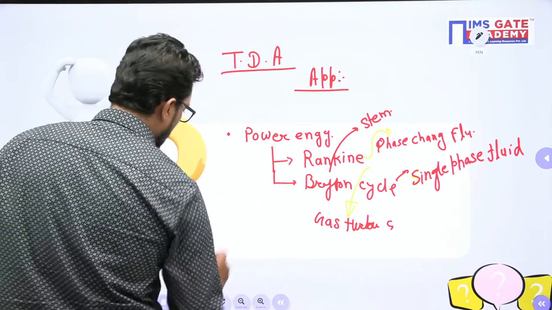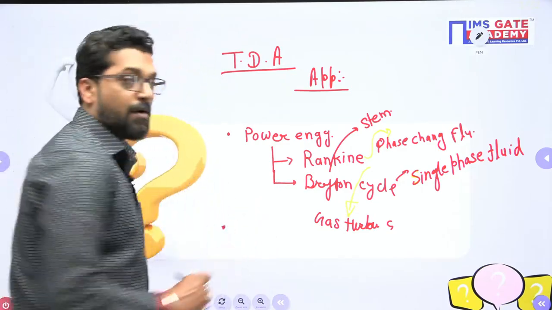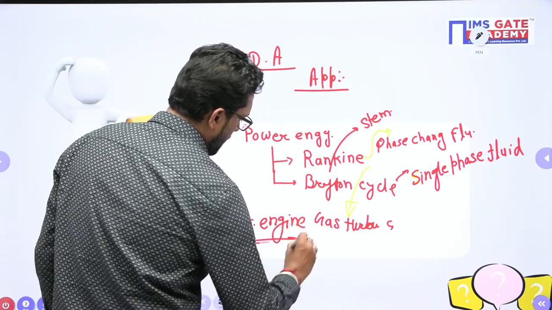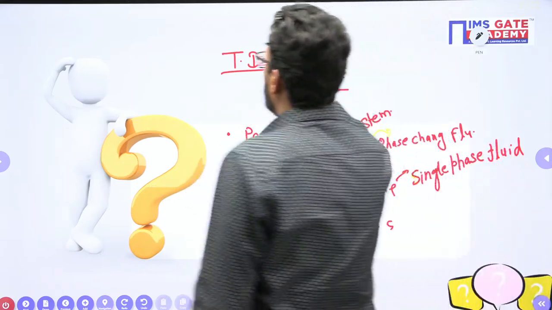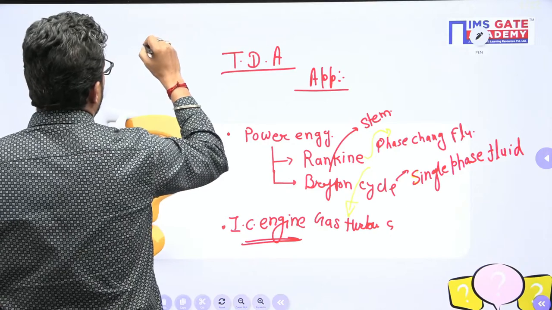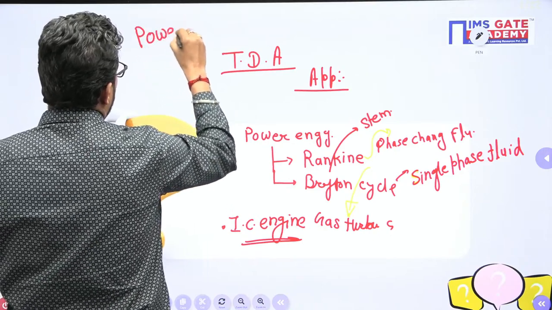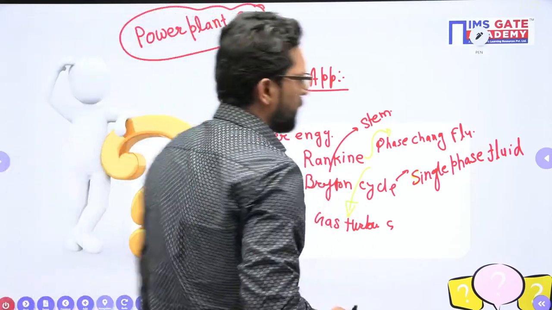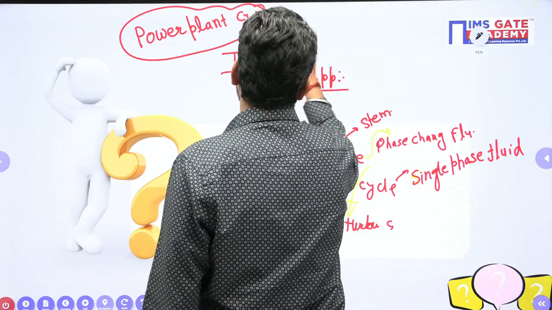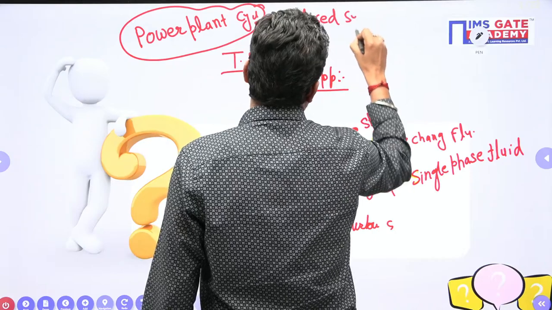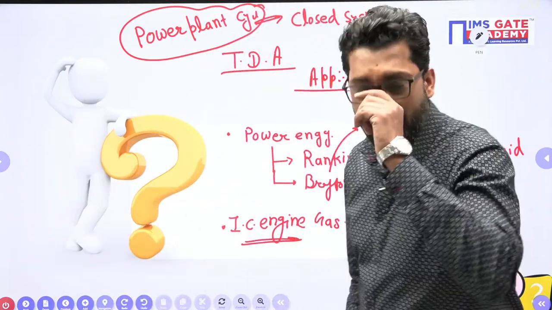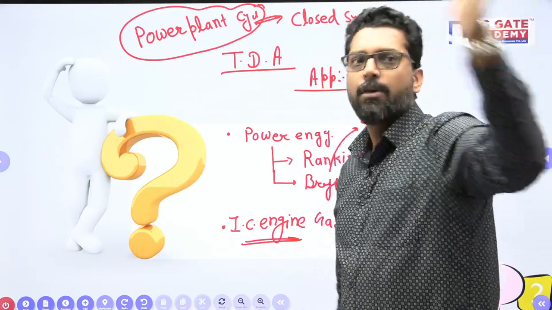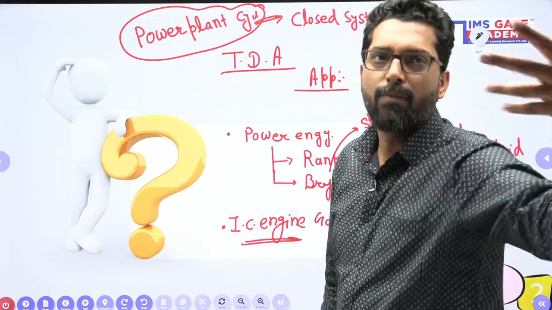Now, the other one is that IC engine is also a power producing cycle. I am talking about the power plant cycle. If you take the cycle as a system, is it an open system or a closed system? It is a closed system. That means the fluid which is regularly circulating inside the loop, inside the cycle, no mass will transfer from the system to the surrounding.